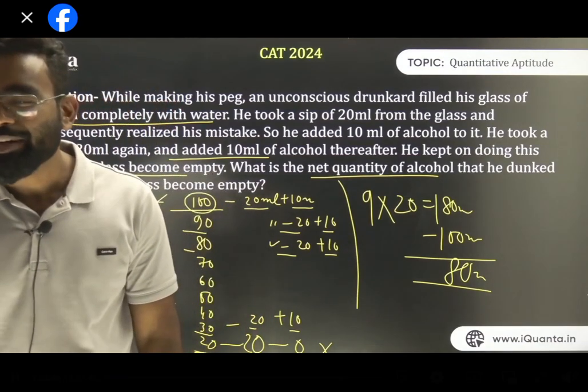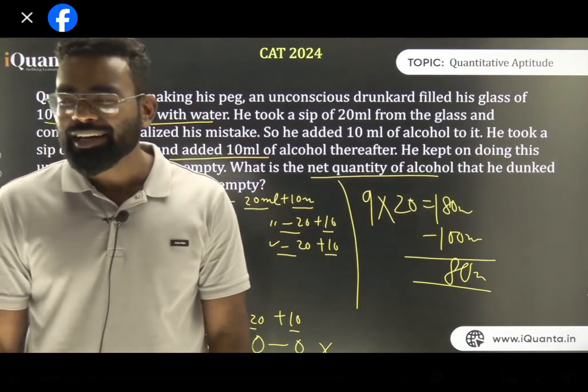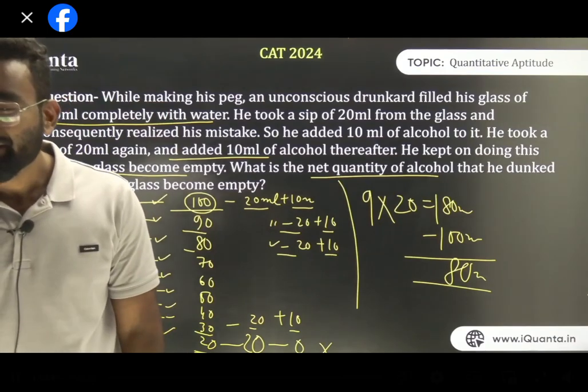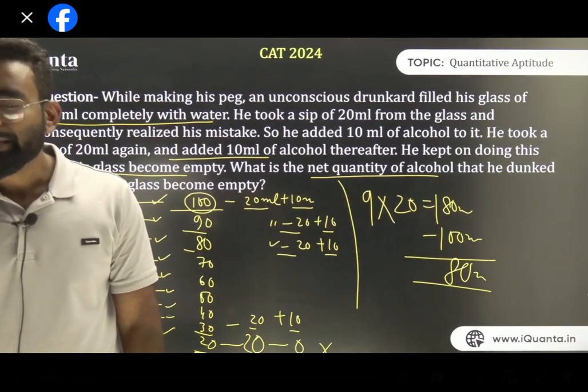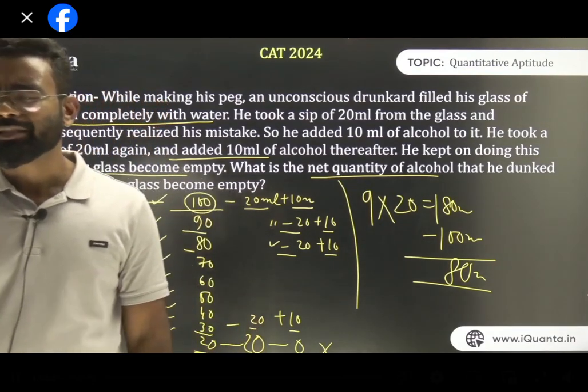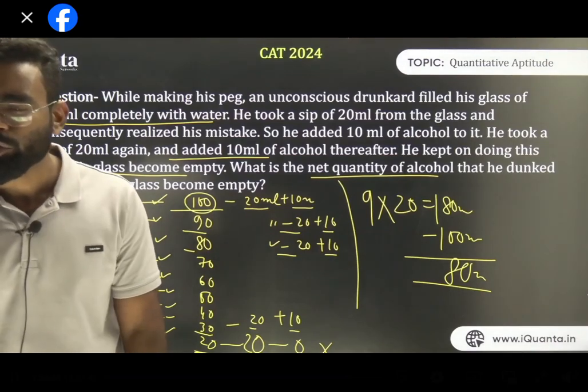I didn't get it. I don't know whom you are talking about. Yes, it is in iQuanta. Just search iQuanta CAT, speed multiplication and all of these things, or ratio. You'll get the ratio also.